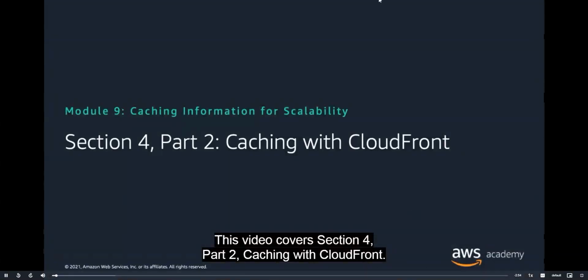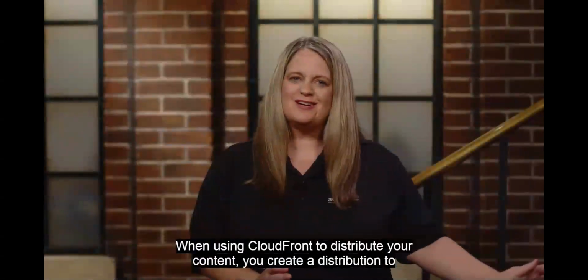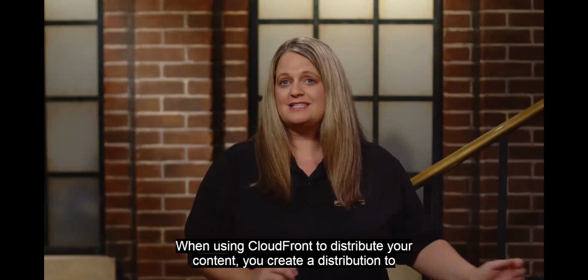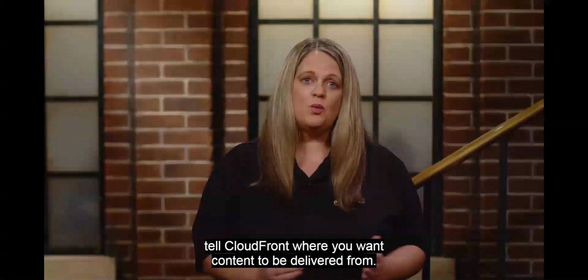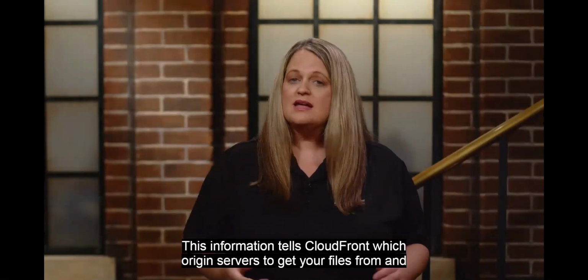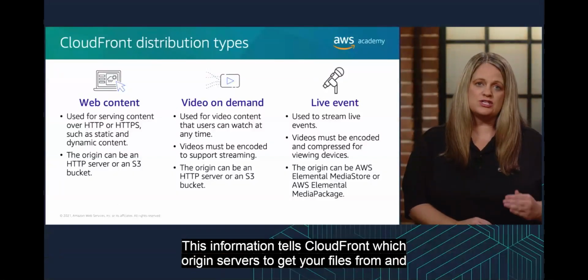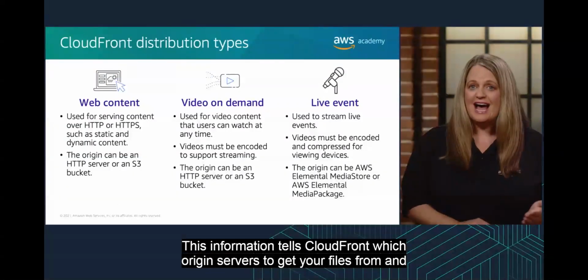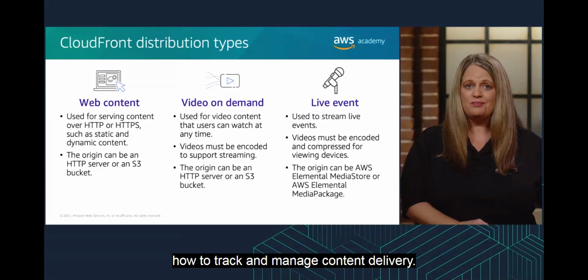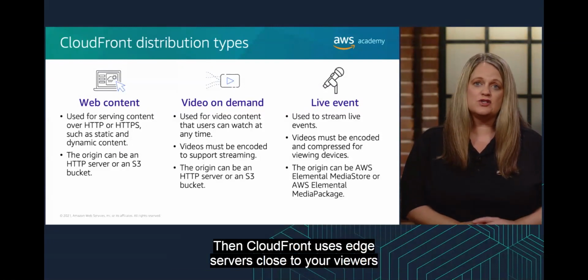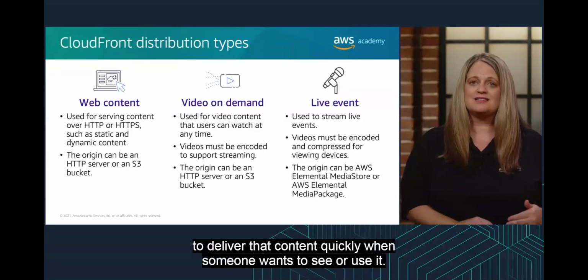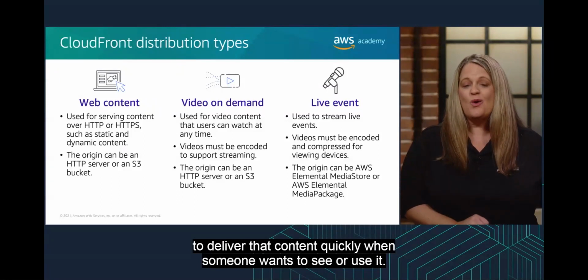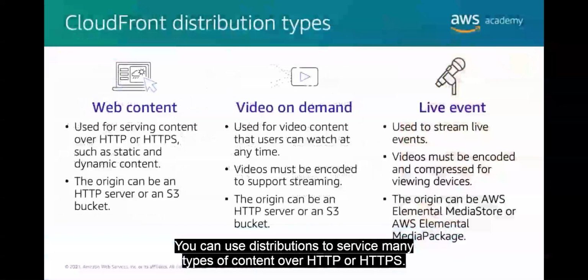This video covers Section 4, Part 2, Caching with CloudFront. When using CloudFront to distribute your content, you create a distribution to tell CloudFront where you want content to be delivered from. This information tells CloudFront which origin servers to get your files from and how to track and manage content delivery. Then, CloudFront uses edge servers close to your viewers to deliver that content quickly when someone wants to see or use it. You can use distributions to serve many types of content over HTTP or HTTPS.